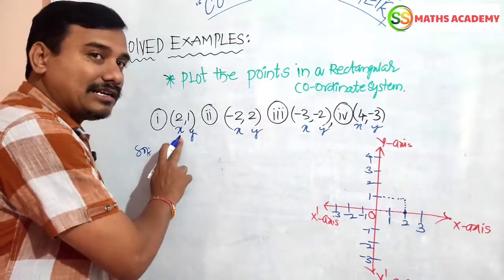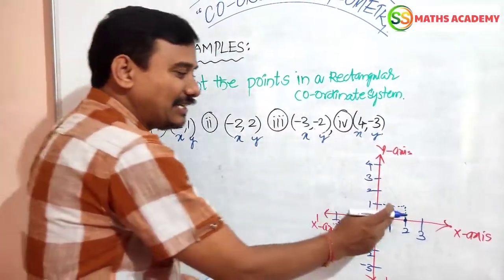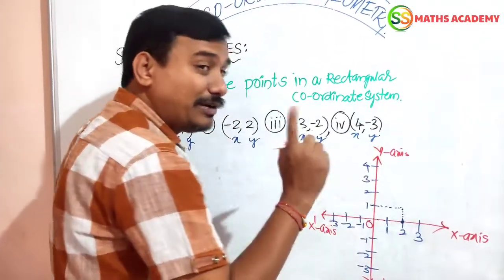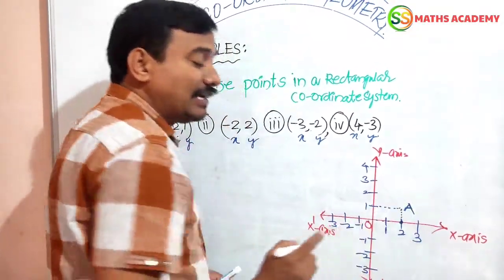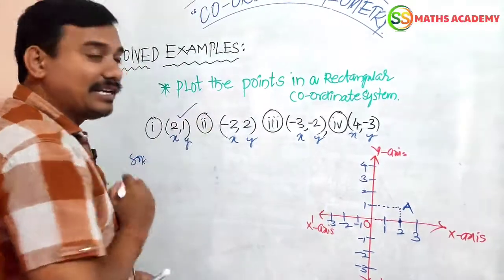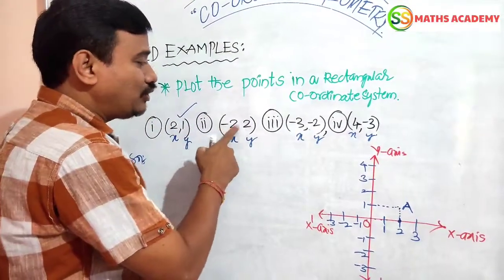2, 1. The point will be located here in Q1 only, because both are positive only. The name of the point you can take as A. A was completed. Next, minus 2, 2.